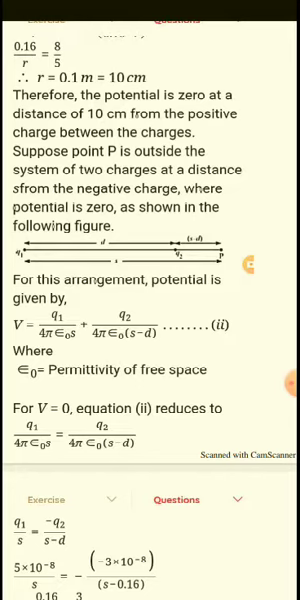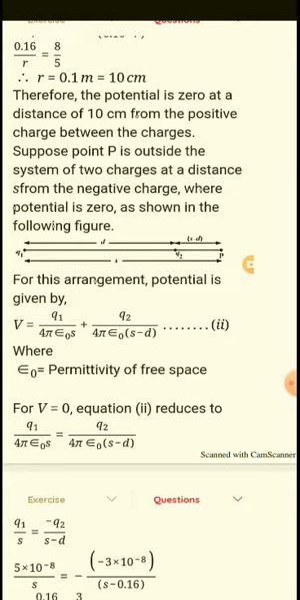Then the potential V is equal to Q1 divided by 4 pi epsilon naught into S plus Q2 divided by 4 pi epsilon naught into S minus D. Mark this as equation 2. Here similarly, epsilon naught will be the permittivity of free space, wherever it may be.